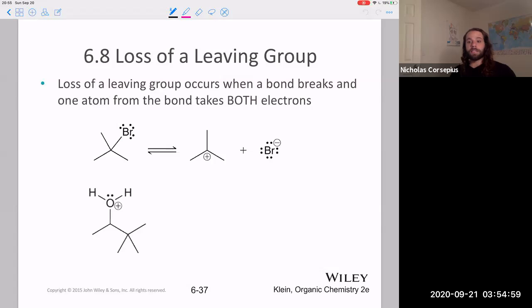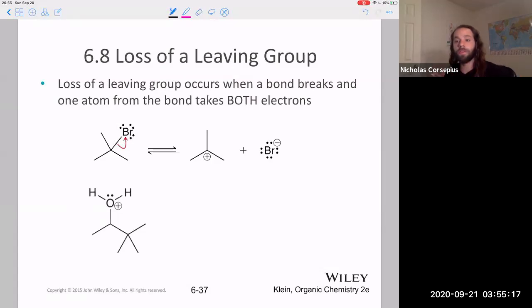All right, loss of a leaving group. So again, kind of what it sounds like. This is when you have a group, in this case it's going to be bromine, that leaves, all right? This is going to be then bond breaking that you're going to be showing with your electron pushing arrows.